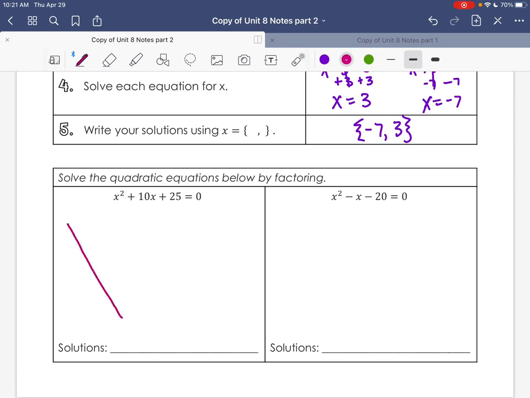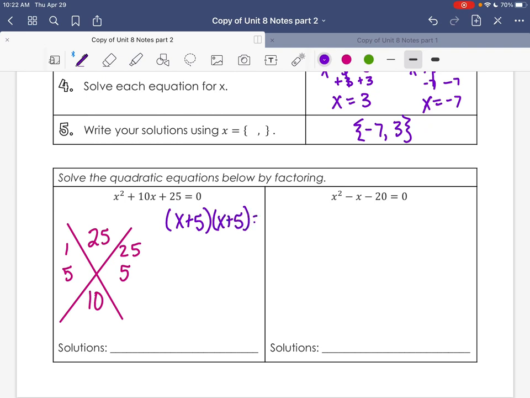These first two are already set equal to 0. So I can go straight into my factoring. These are both positive, so that means both of our factors are going to be positive. 25 won't divide by 2, 3, or 4, so we're going to go straight to 5. And 25 divided by 5 is 5, and 5 plus 5 equals 10, so that is the pair that we want. So we have x plus 5 and x plus 5 equals 0.